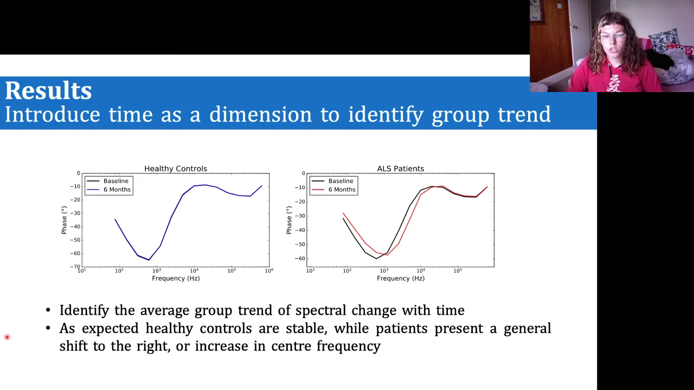So firstly, in order to assess the general group trend of change over time, I actually introduced the visit as a dimension in the decomposition and found that when looking at a 6-month period, the healthy controls are stable, as we would expect, while the patients represent a general shift to the right in the phase impedance pattern. This can be understood as an increase in the centre frequency, which is the frequency that characterises the phase minima.